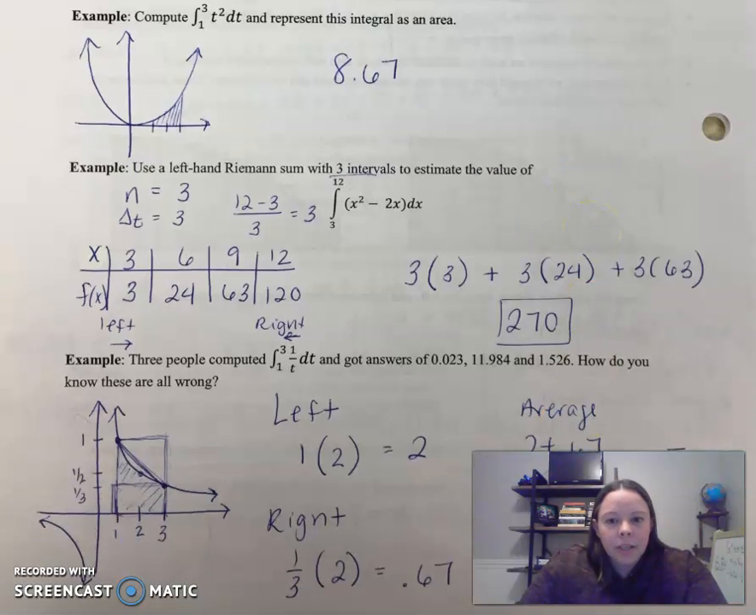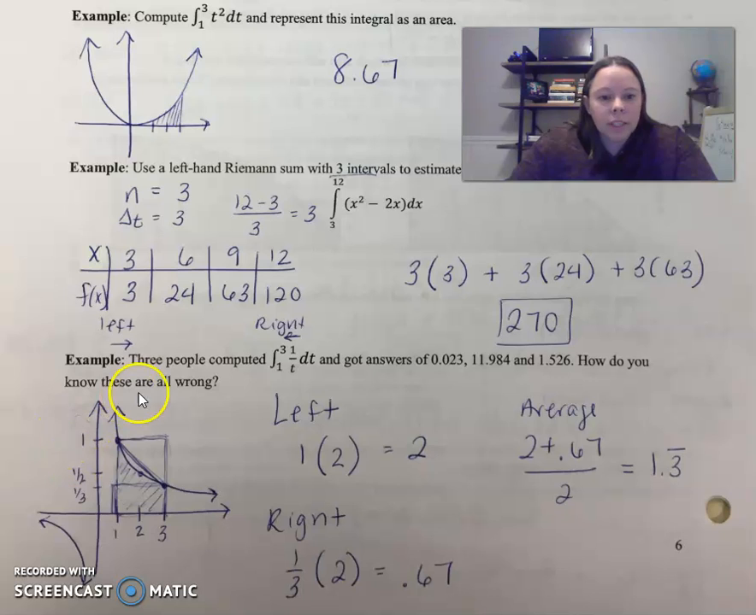All right, let's try another one. Or this is actually a cool little lesson closer. So 3 people compute. So here's how you read this. The integral from 1 to 3 of 1 over t dt. That's how you read that out loud. And got the answers of 0.023, 11.984, and 1.526. How do you know all of these are wrong?